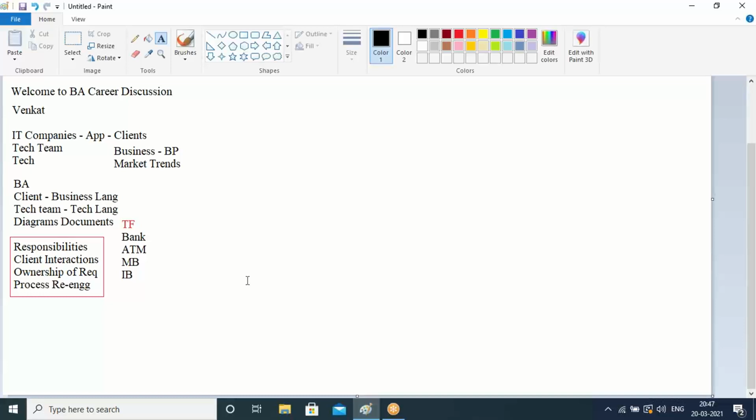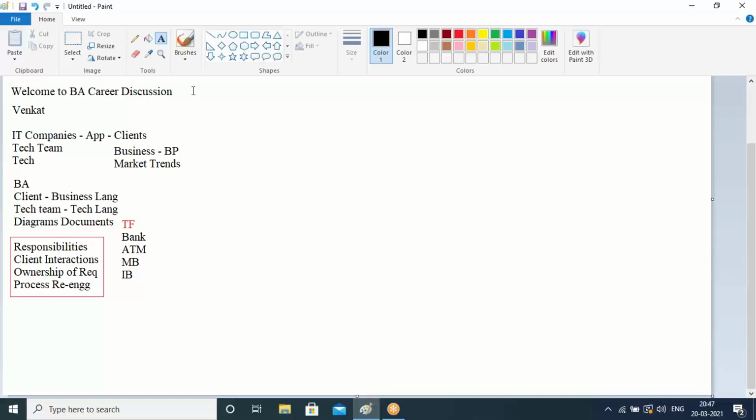Now, why do we need 4 different applications to do the same functionality, transfer funds? Because the underlying process in each of these areas is different. If the process is different, then our application will be different. Therefore, we need to understand the existing process. Understanding the existing process, we call it process re-engineering. For the very first time, when you propose a process, okay, that we call process engineering, right? So as a business analyst, we have three prime responsibilities. Number one, client interactions. Number two, we take the ownership of requirements. Number three, we do process re-engineering.